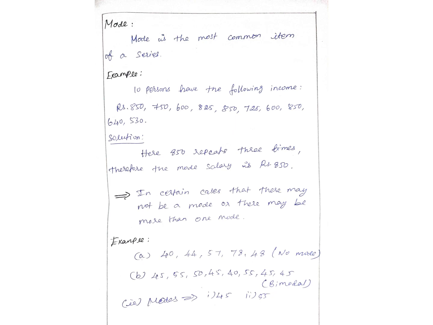When we calculate the mode from data, if there is only one mode in the series, it is called unimodal. If there are two modes, it is called bimodal. If there are three modes, it is called trimodal. And if there are more than three modes, it is called multimodal.